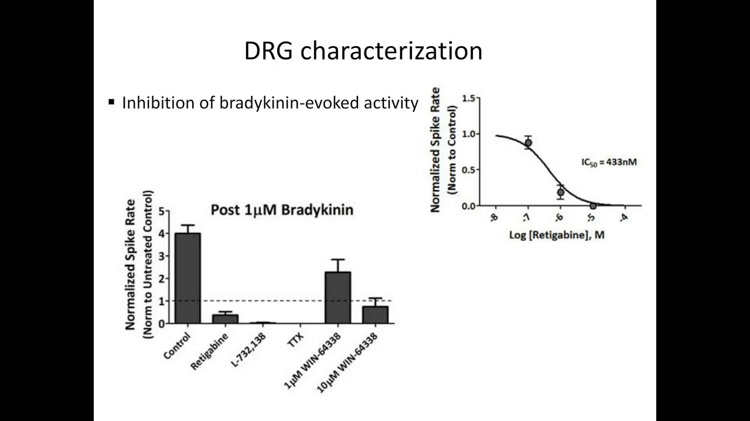If we pre-treat with these different compounds that can block activity, such as retigabine, which is a potassium channel opener to hyperpolarize the cells, and you can see the dose response there in the upper right-hand corner, this inhibits activity, and then if you add bradykinin, we really do not see that robust increase in activity. Same thing with the neurokinin antagonist and with TTX. Once you inhibit spontaneous activity with these compounds, you really cannot induce activity with bradykinin.